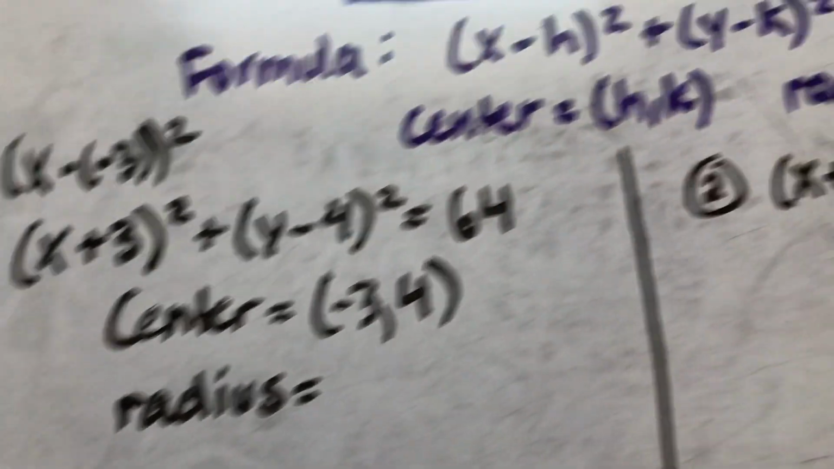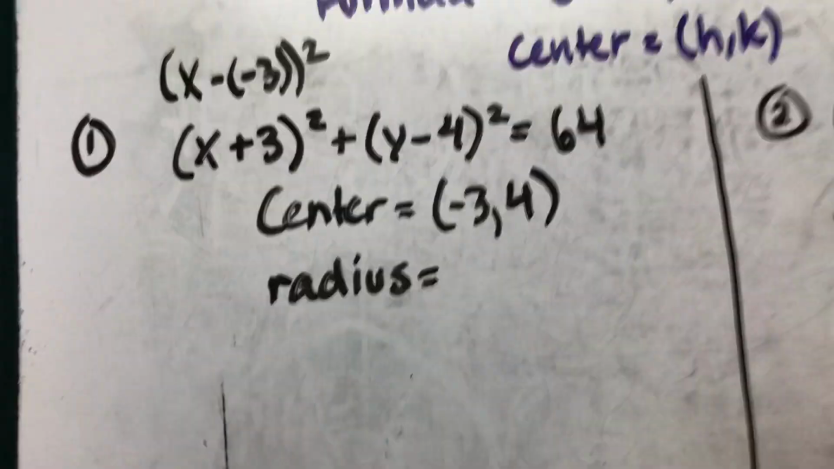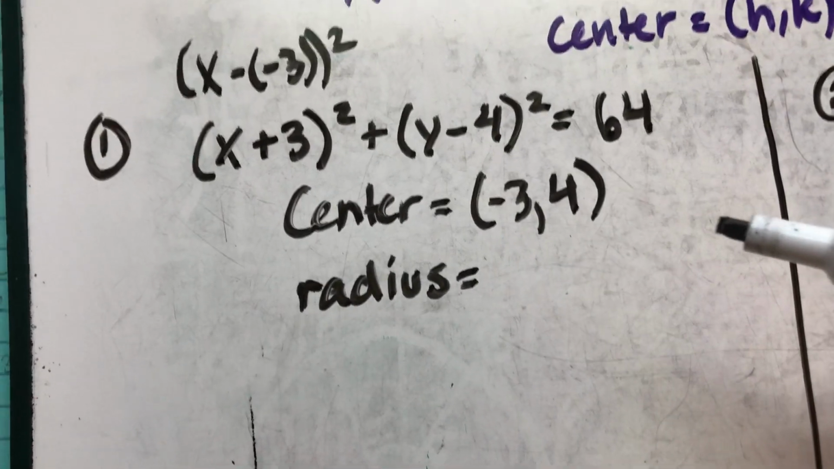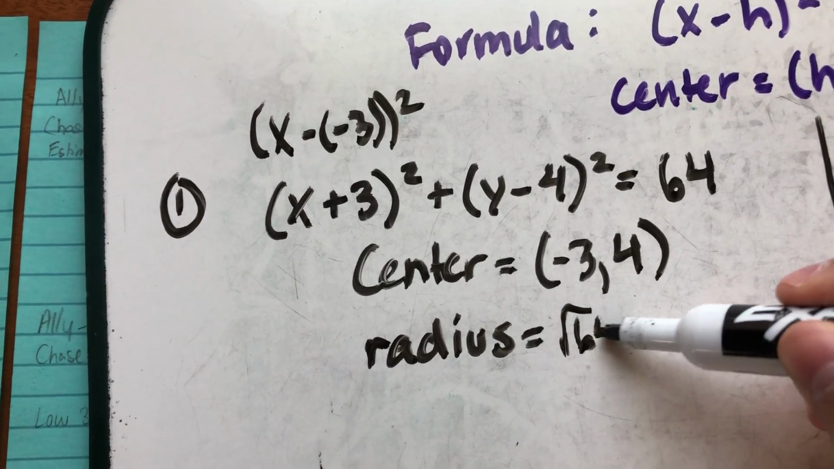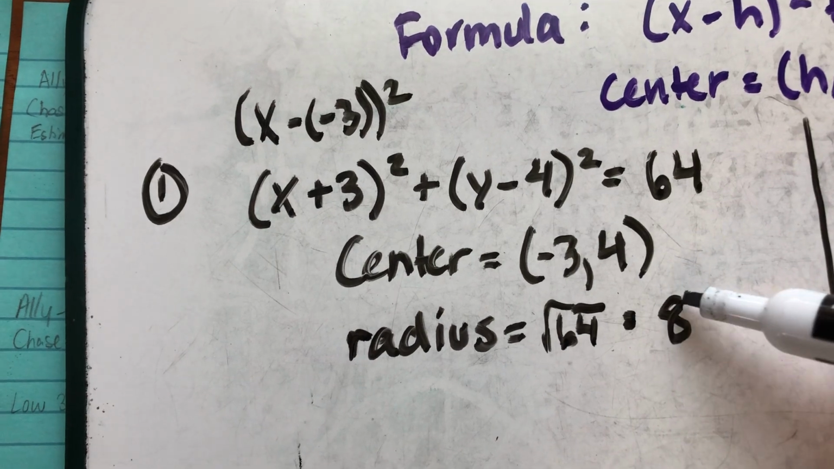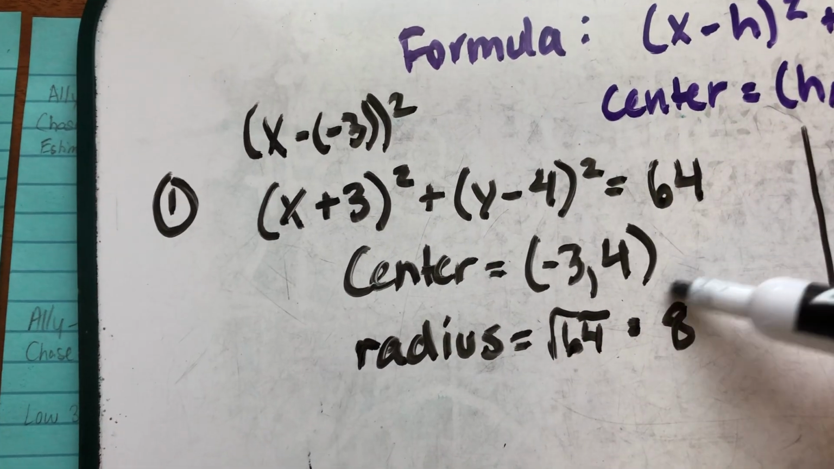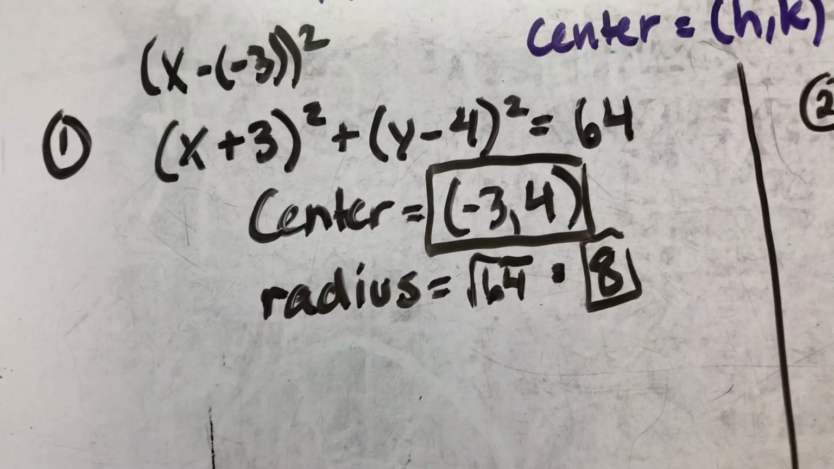And then the radius: if you look at the formula again, it is r squared. So this 64 represents r squared. All you have to do is take the square root of whatever number is at the end. So take the square root of 64, use your calculator, and you just get a radius of 8. So this first one's not that bad. The center was that, and the radius was 8.